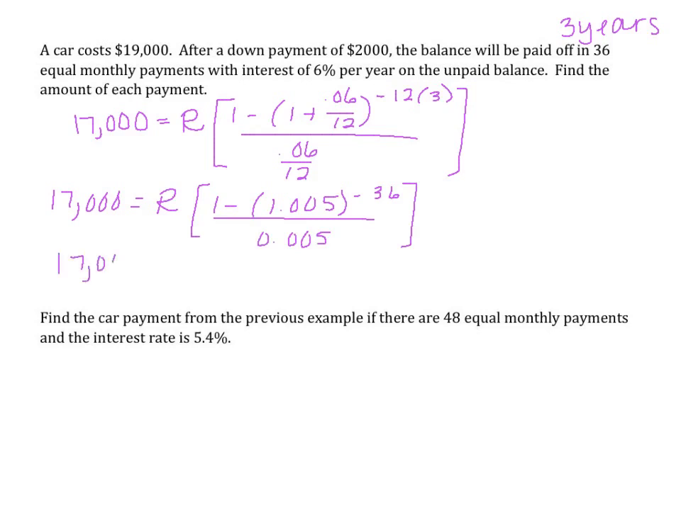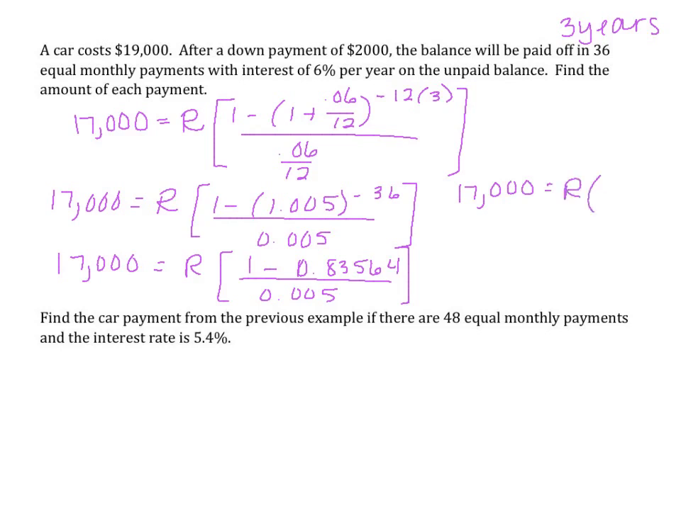So 17,000 equals 1 minus 1.005 to the negative 36th power, which is 0.83564, over 0.005. So if we use our calculator and take 1 minus 0.83564 and then divide that by 0.005, we would end up with 17,000 equals R times 32.872. Now in order to get R by itself, we want to divide.